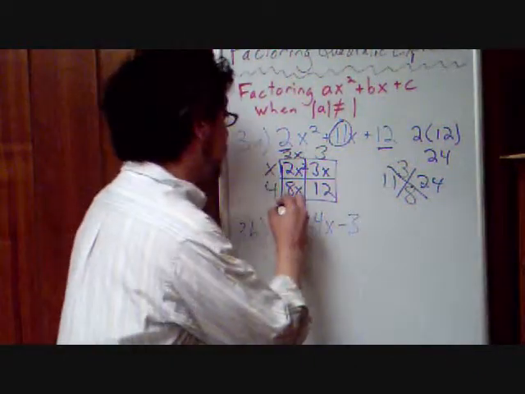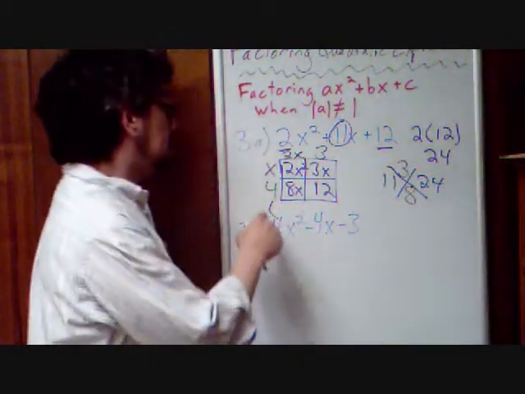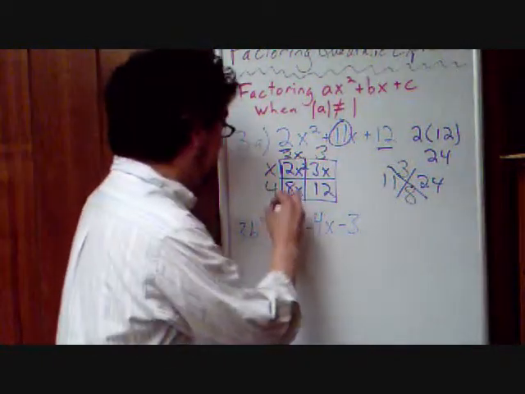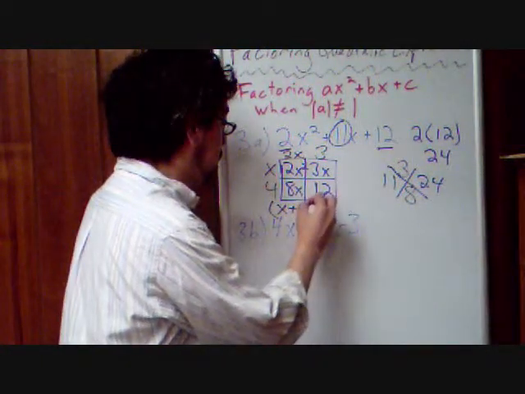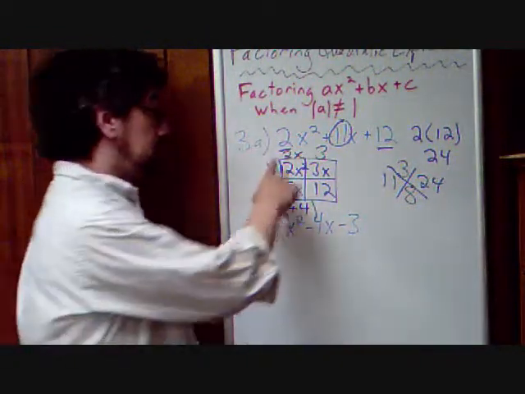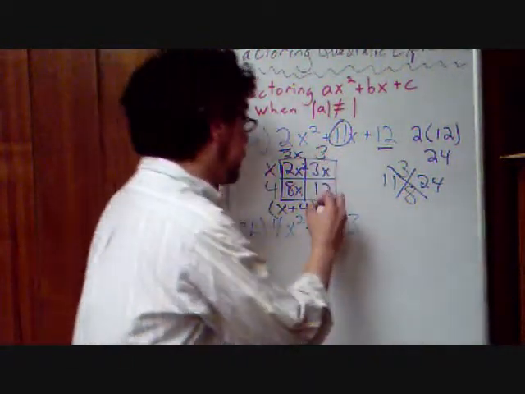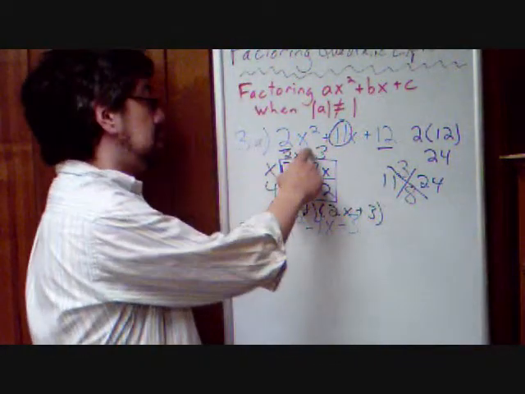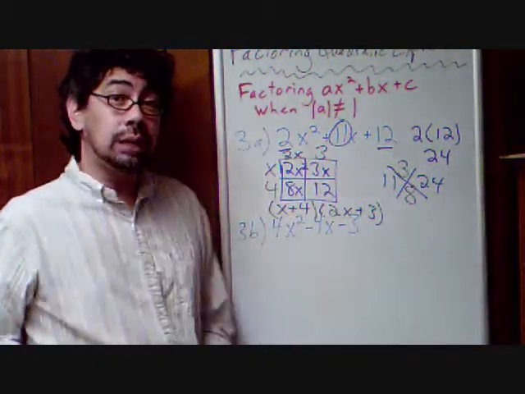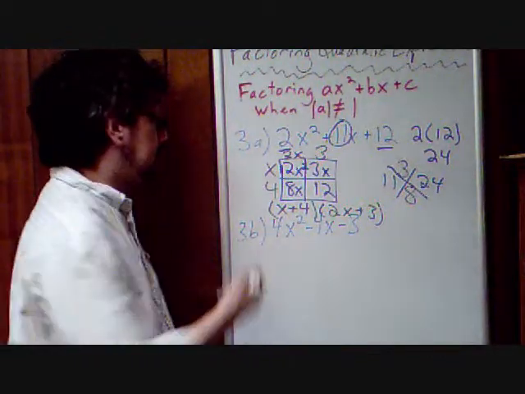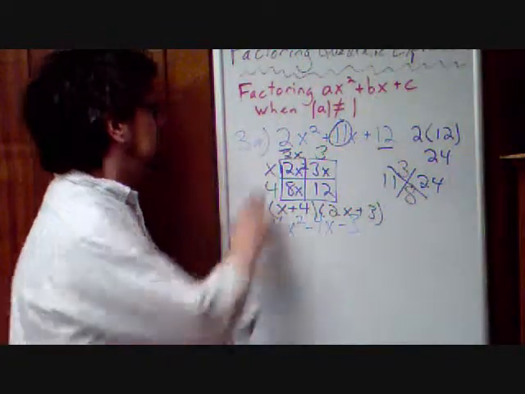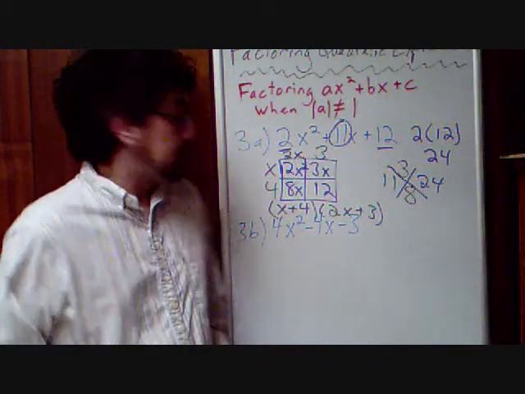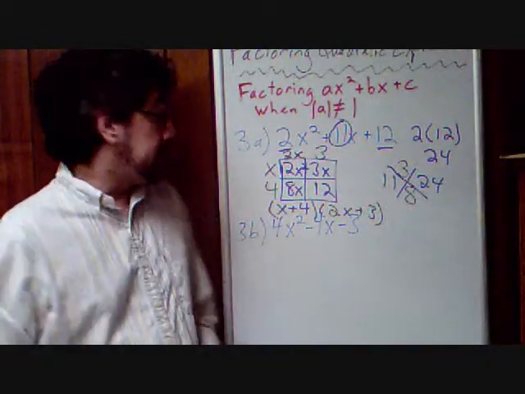So now I'm ready to write my factors, which are x plus 4. That side tells me my factor. And the other one, 2x plus 3. The sign of the numbers are telling me my operation I should have. Now this is the factors of 2x squared plus 11x plus 12. And we can do the same thing here.